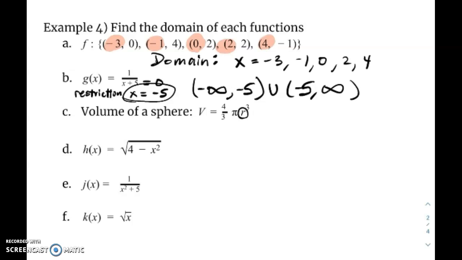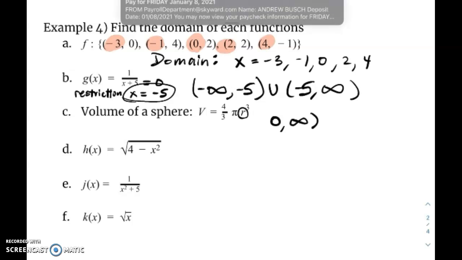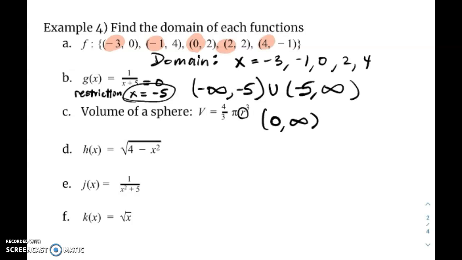So the radius could go from 0 to infinity. Now we can't reach infinity, so we're going to put parentheses on it. And we don't want to have a radius of 0 because then there is no sphere to talk about. So we're just going to have parentheses there.